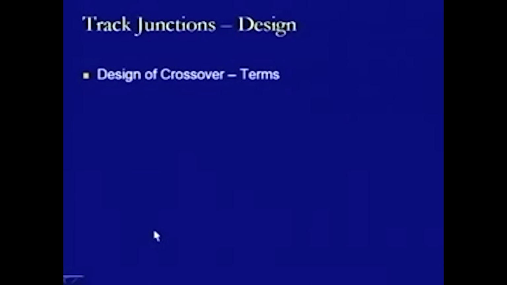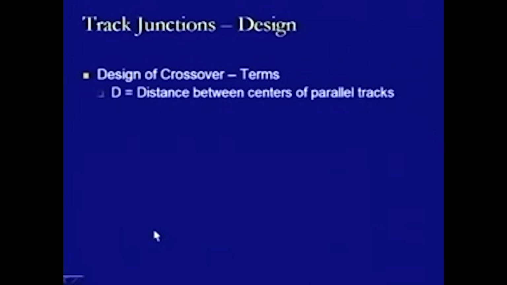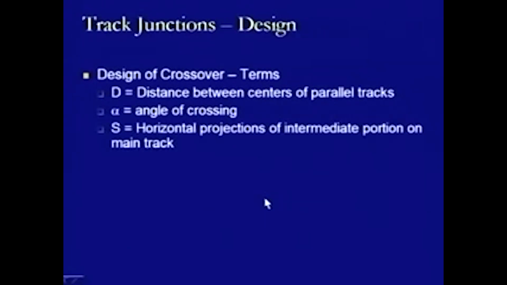In this case, let us first look at some of the terminologies which we will be using for the design purpose. D is the distance between the centers of the parallel tracks, as I have shown in one of the previous diagrams. So, if we have two parallel tracks, then the center lines of those will be there and the distance between the center lines will be D. Alpha is the angle of crossing. S is the horizontal projection of intermediate portion on main track.